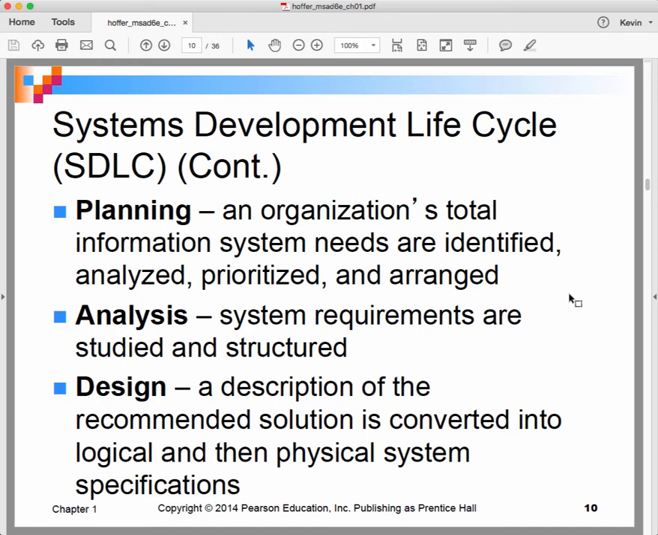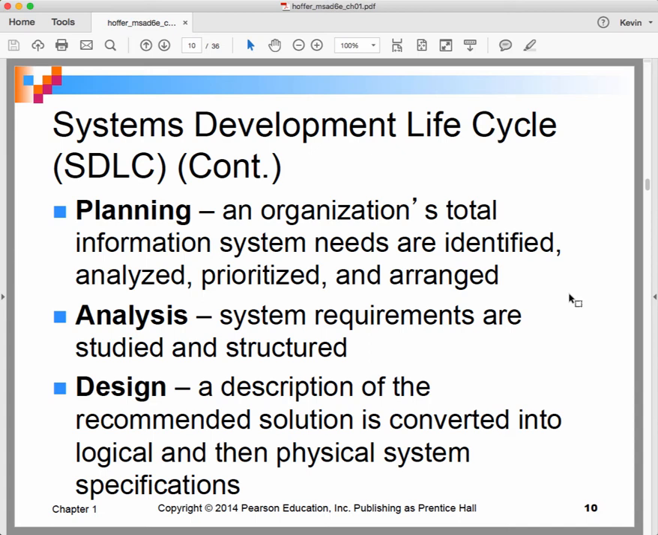Okay, so no matter how you do this, whether you do this a phase at a time and you don't go backwards, the activities that have to be done are kind of the same. In planning, an organization's total information system needs are identified, analyzed, prioritized, and arranged. That's really information systems planning for a particular project. I think I would narrow that down and say we intend to identify the needs and analyze and prioritize and arrange them for a particular system.